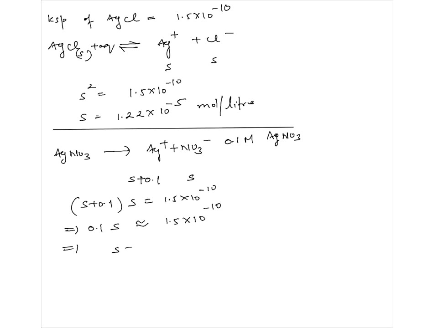Now look at that. 10 to the power minus 9. So from 10 to the power minus 5, it becomes 10 to the power minus 9. That's becoming really very bad. And now suppose I change the solution from silver nitrate. In silver nitrate the common ion was Ag+. Now I want to make chloride as the common ion.